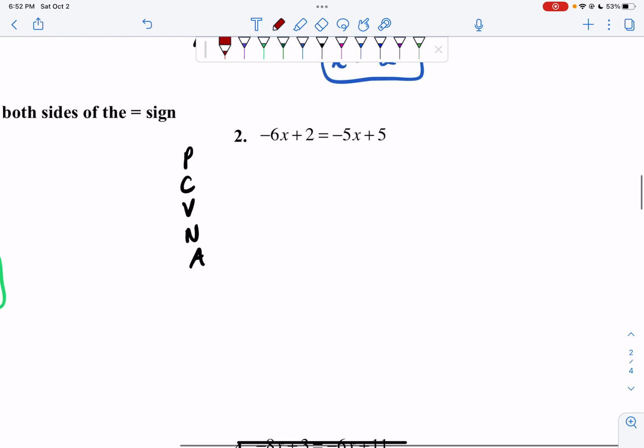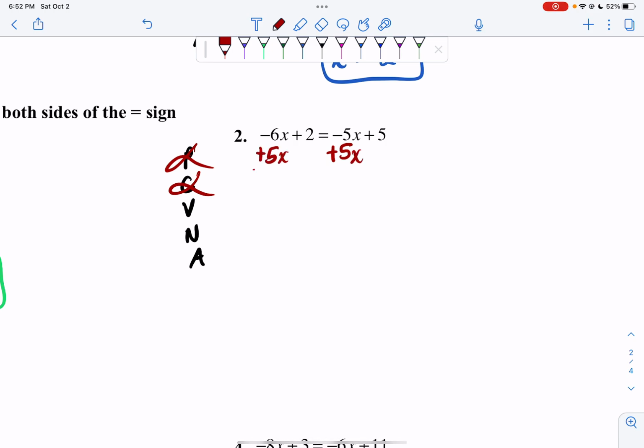Number 2. I have negative 6x plus 2 equals negative 5x plus 5. I have to ask myself if I have parentheses. I don't. I need to ask myself if I can combine like terms. I can't combine negative 6x and 2, and I can't combine negative 5x and 5. So nothing to combine. Are all my variables on one side? They are not. I need to move this negative 5x to the left-hand side. So to do that, I'm going to add 5x to both sides of my equation.